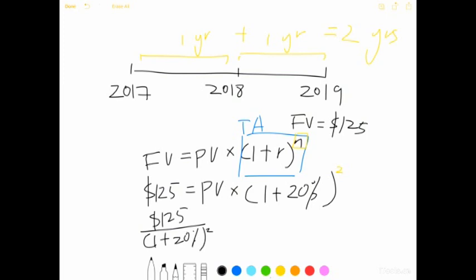So same thing, use 125 divided by the stuff in the bracket, which is the table A value. You should be able to get your present value. So if I use 125 divided by the stuff in the bracket, I should get $86.81, right? So this is the figure, which is this figure. As you can see, this is your present value.